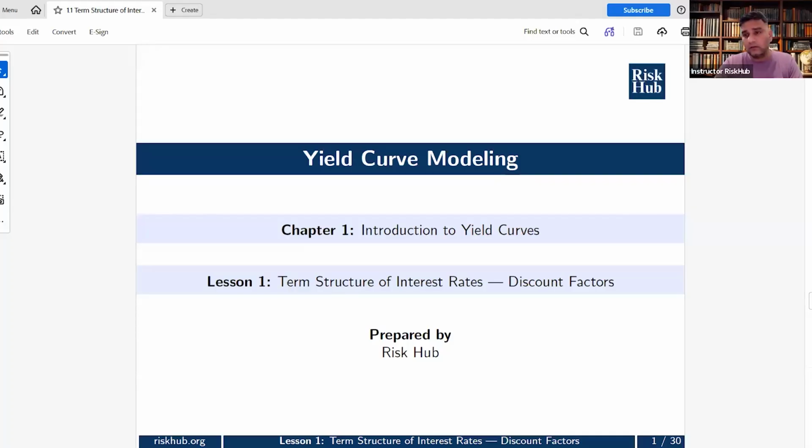Okay, so now we are doing your new chapter, which is a new topic, basically yield curve modeling. In yield curve modeling, we have chapter number one, which is introduction to yield curve, and in that, lesson number one is about term structure of interest rate, discount factor, right?